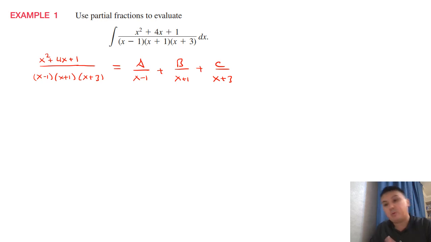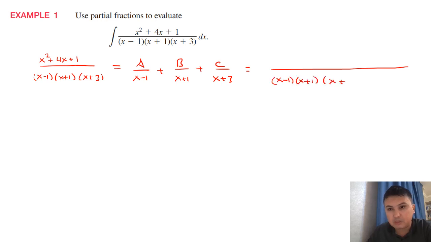And also I don't have an x minus 1 squared term, because on my denominator the highest power for x minus 1 is just 1. Similarly for x plus 1 and x plus 3, right? So now what we do is we bring them all to the common denominator. So we write it again as (x minus 1)(x plus 1)(x plus 3). A gets multiplied by (x plus 1)(x plus 3). Then B gets multiplied by (x minus 1)(x plus 3). And finally, C gets multiplied by (x minus 1)(x plus 1).